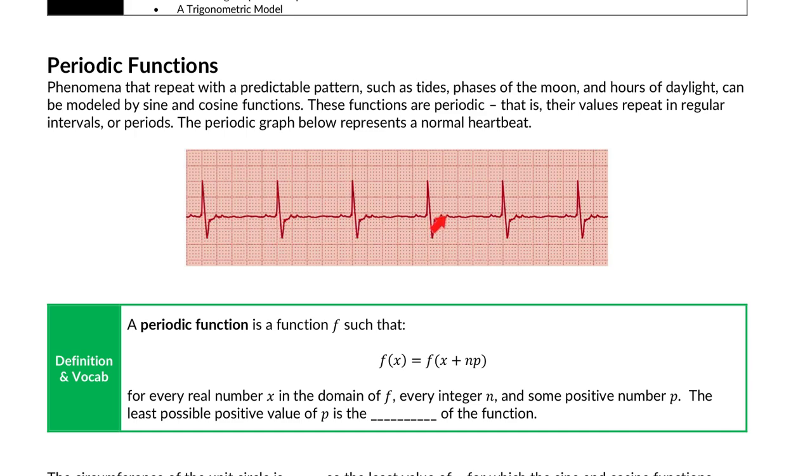Is anybody in health sciences? What's the actual words I'm supposed to use there? It's like lub, dub, which are the sounds your heart makes. Anyway, it's not important, but this is going to repeat over and over again.